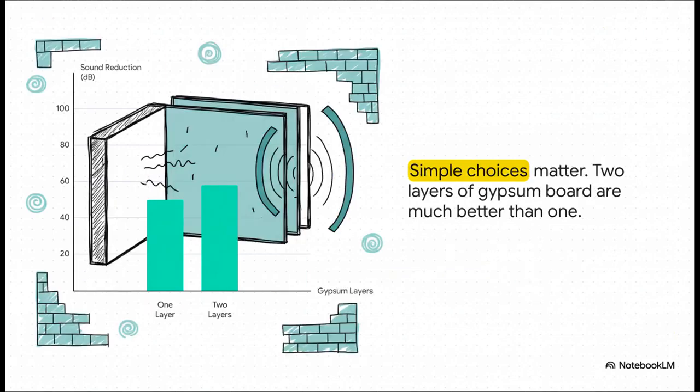And you know what? It's not always about using some fancy, expensive material. Even really simple choices can have a huge impact. Just look at this. Using 2 layers of standard gypsum board instead of 1 can boost a wall's sound blocking performance by 8 decibels. It just goes to show you every single surface and how you build it matters.